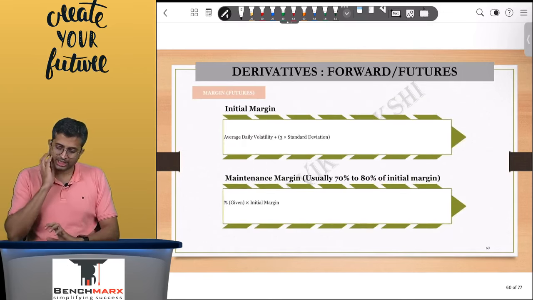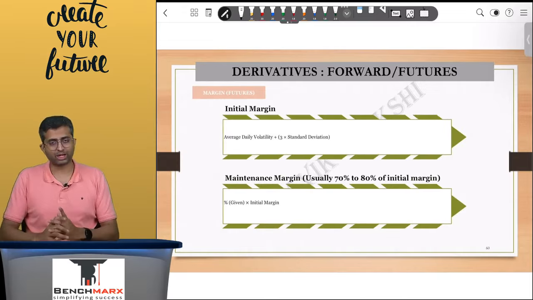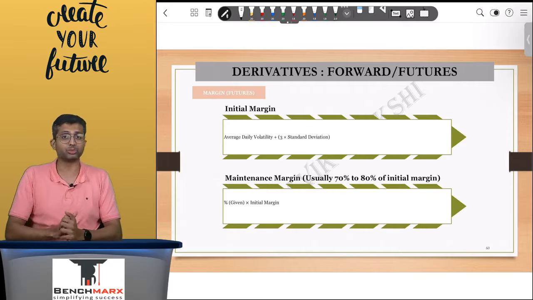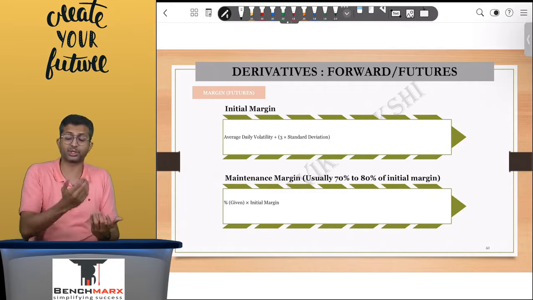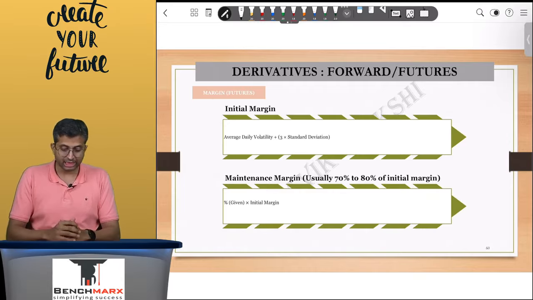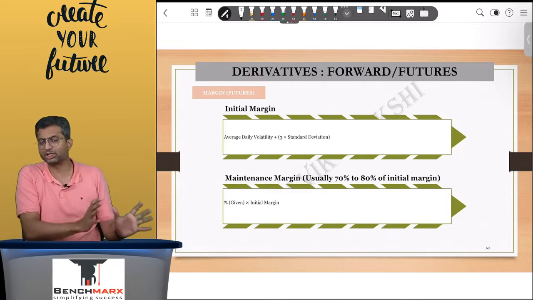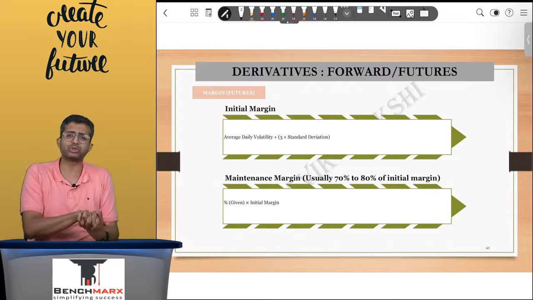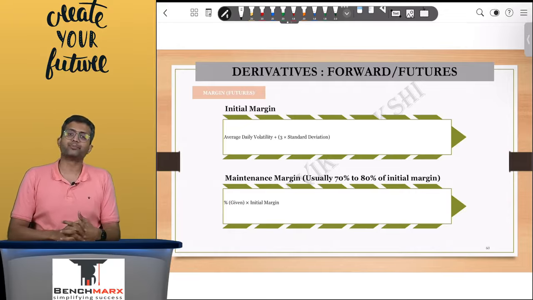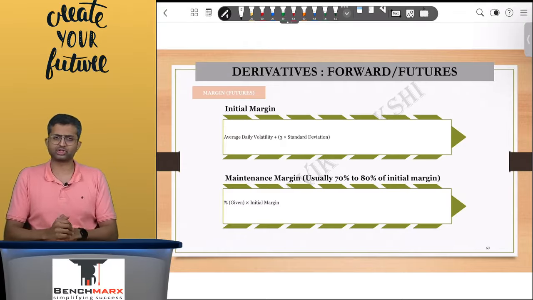Acha, next you have questions which might come on margin. So there are a couple of questions, and usually the initial margin amount should be given, but if it is not given, in one of the questions I have calculated using the average daily volatility plus 3 times the standard deviation of that. That will give you the initial margin, and then there is a maintenance margin which is calculated as the initial margin into the percentage given.